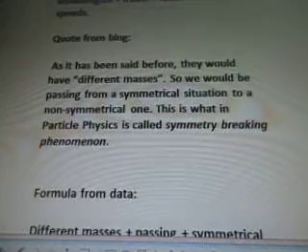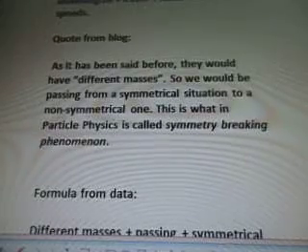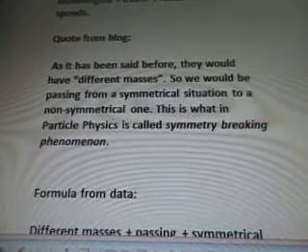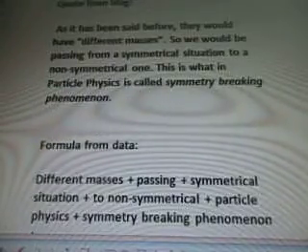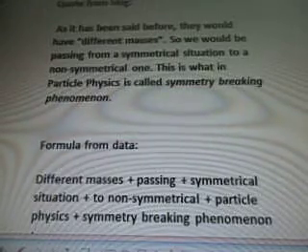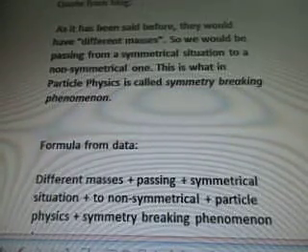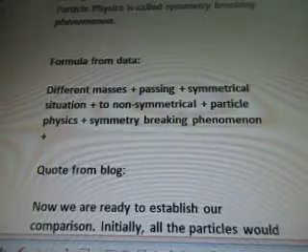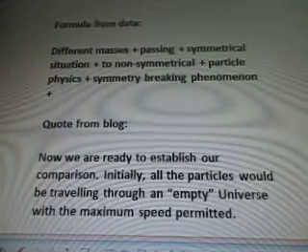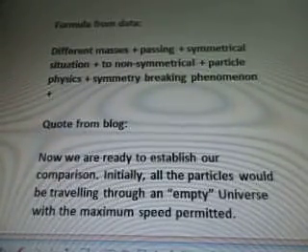Quote from blog: "As has been said before, they would have different masses, so we would be passing from a symmetrical situation to a non-symmetrical one. This is what in particle physics is called symmetry breaking phenomena." Formula from data: different masses, passing from a symmetrical situation to a non-symmetrical one, is the symmetry breaking phenomena of particle physics.